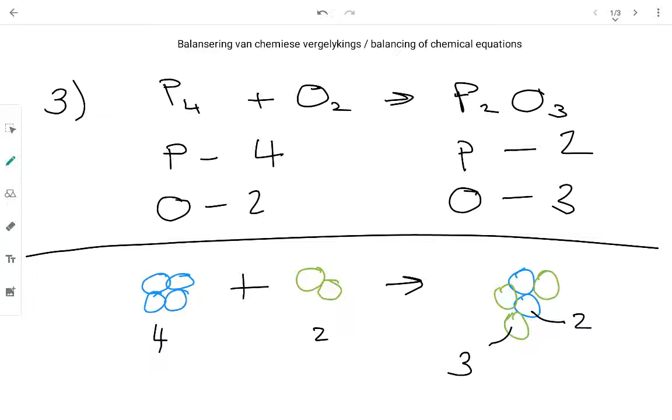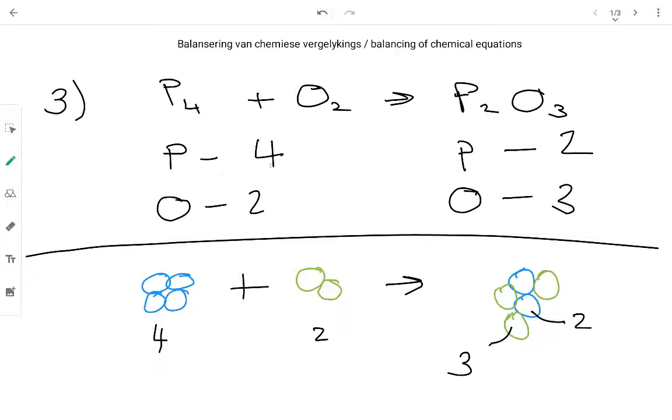The only way we can actually balance it is by not adding, but just letting more either oxygen or phosphorus atoms react to create the product. So that is the way we balance it out. Now let's have a look.